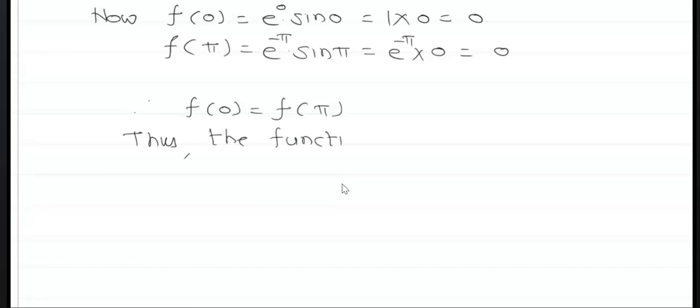Thus, the function f satisfies all the conditions of Rolle's theorem. Next, for these problems, we will also find the value of c.